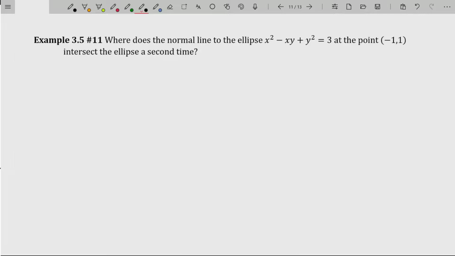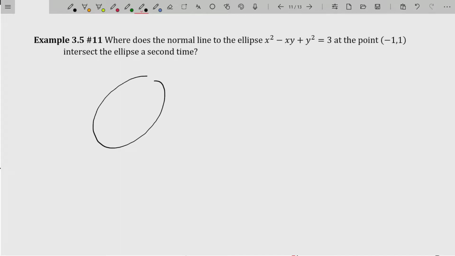This is a slanted one, and the only way I know that is because it has a term involving a product of x and y. So that's just a heads up. It's hard to graph this by hand if you have not learned how to do that. But it looks something like this. Not exactly like that, but something like that, okay?